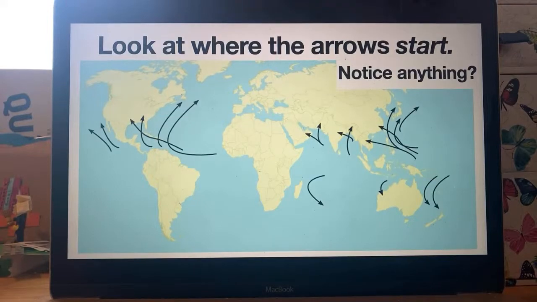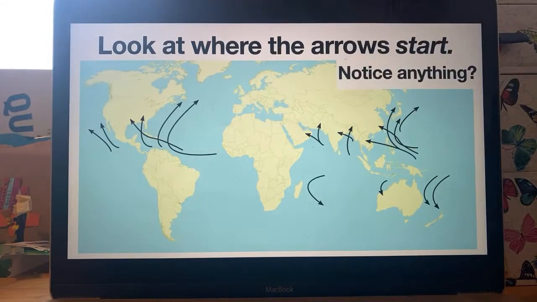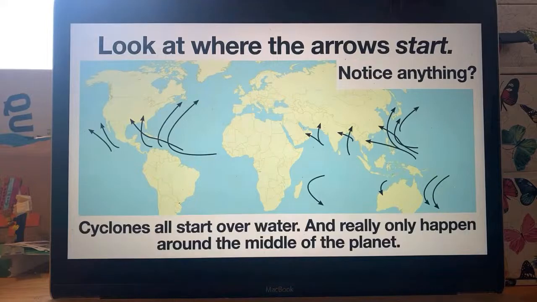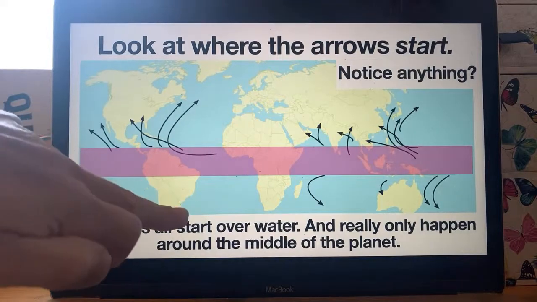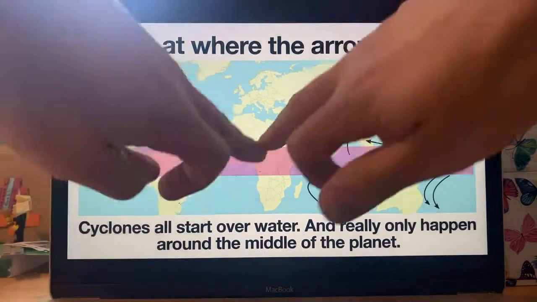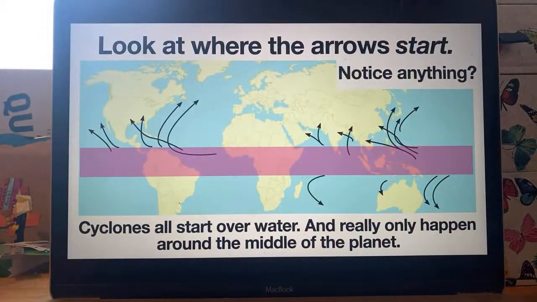So well done if you are saying that they start in the sea. Yeah, they do, don't they? They all start in the ocean. There's no arrow that starts on the land. And there's another thing, if you just look at where they begin, they all start in the middle of the planet, or certainly around the middle of the planet. I deleted one from here because it's incredibly rare. But generally speaking, all these arrows fall in this kind of belt.